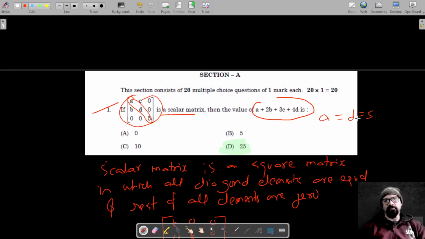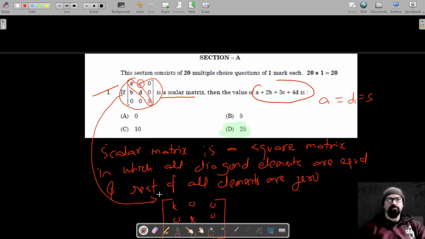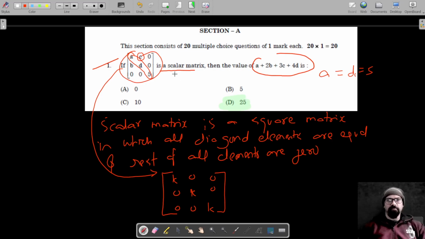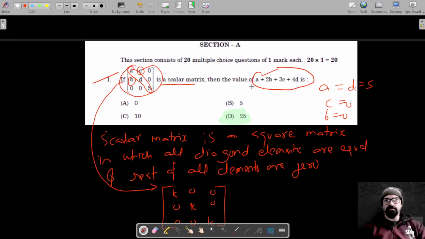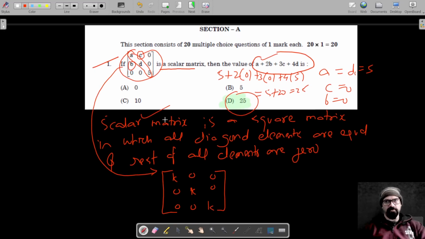So A is equal to D is equal to 5. Now this C is 0. If we compare this with the scalar matrix, C is equal to 0, and B is also equal to 0. So let's put these values in, which gives us A is 5, 2 into B is 0, 3 into C is 0, plus 4 into D is 5. So this is now 5 plus 20, which is equal to 25. So 25 is the correct answer for question number 1.